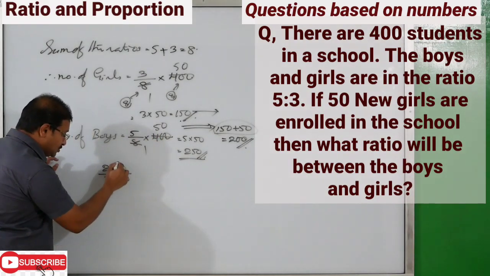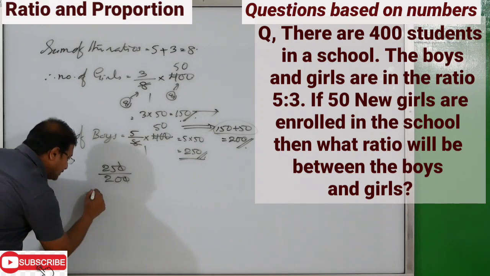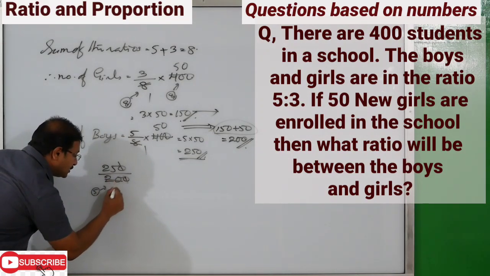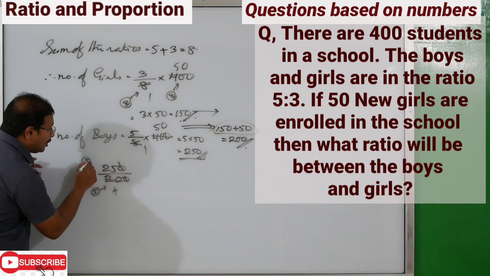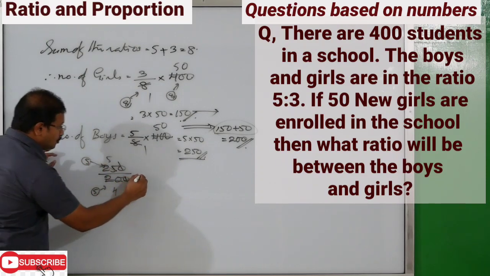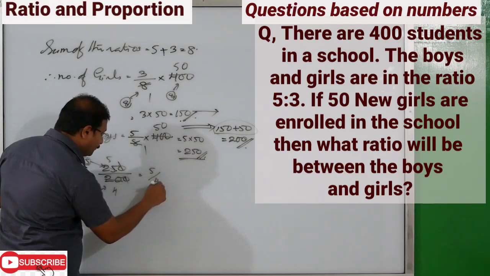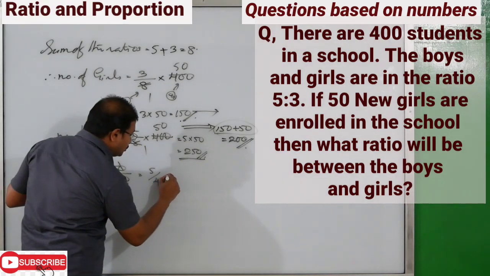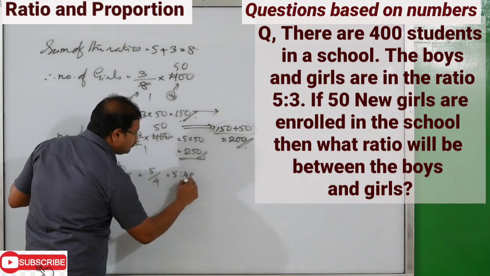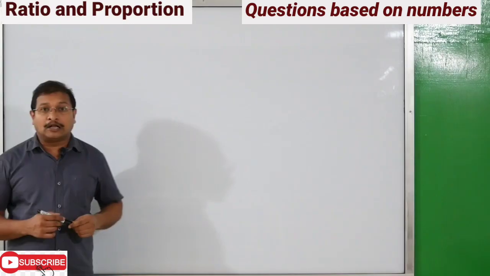So we'll divide it. 0, 0 will cancel. Now we'll cancel by 5. 5 fours are 20, 5 fives are 25. So we'll get 5 by 4. That means the ratio is 5:4. I hope you can understand. I'll read the next question.